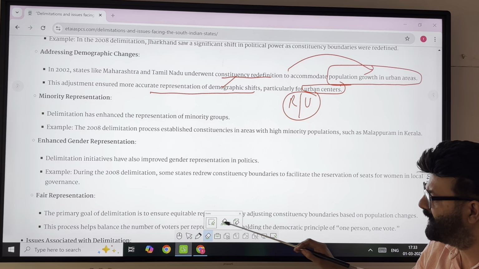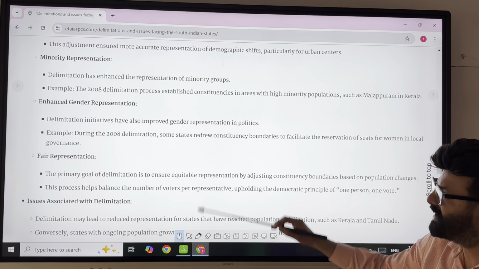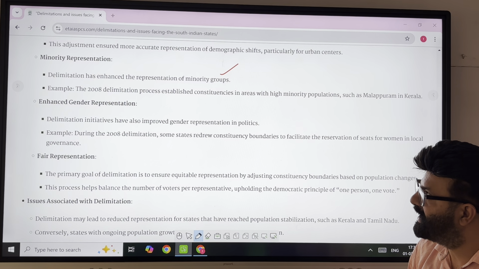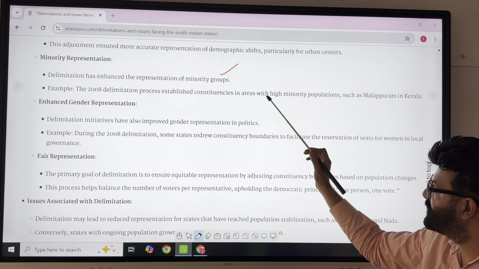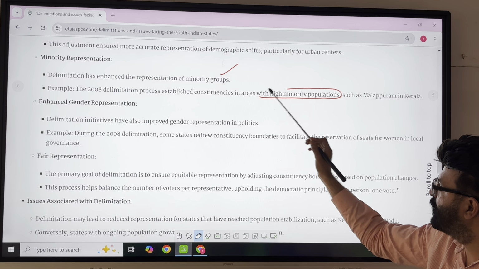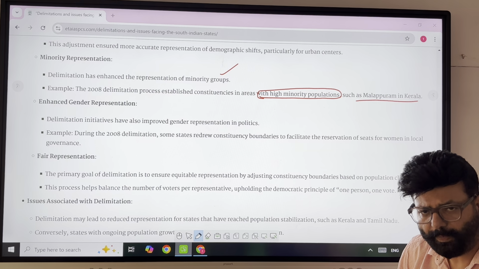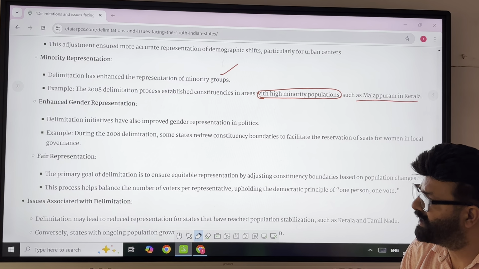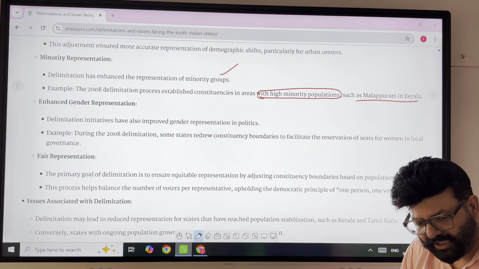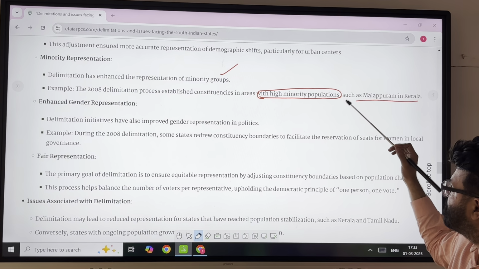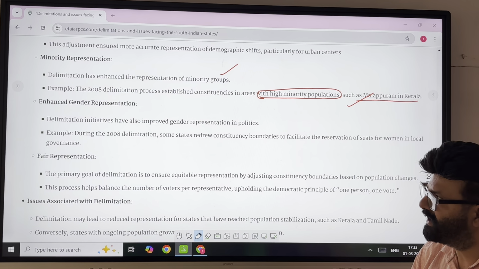Second was minority representation. Delimitation has enhanced the representation of minority groups. For example, the 2008 delimitation process established constituencies in areas with high minority population such as Malappuram in Kerala. So if delimitation occurs, minority groups will get more representation, as we have seen in the case of Malappuram in Kerala.